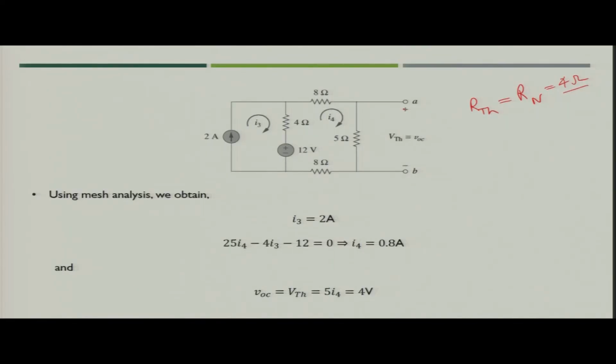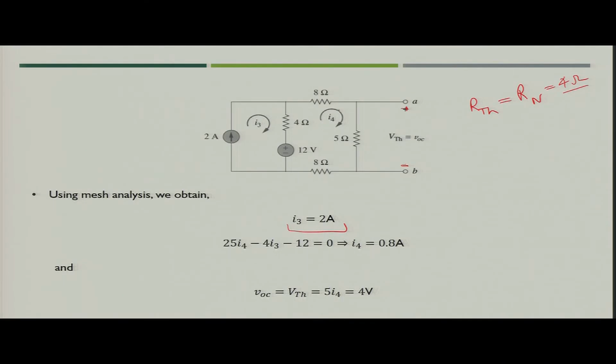Now, the next task is to find the value of Thevenin voltage, and that is nothing but the open circuit voltage across terminal A B. If you see the circuit, you will get two meshes in the circuit. Let us say the mesh currents are I3 and I4 now. What would be the value of I3? The value of I3 would be 2 ampere, which you can see from this mesh.